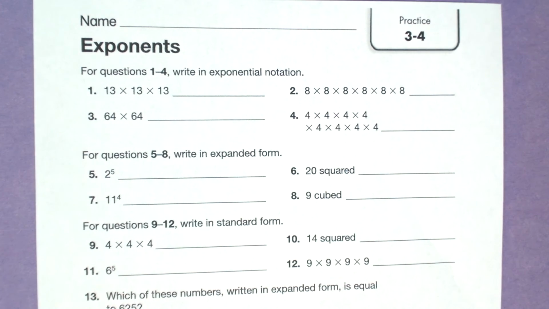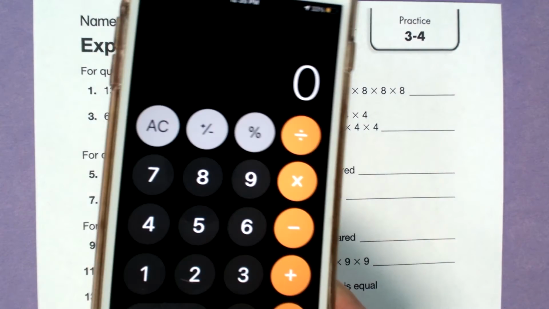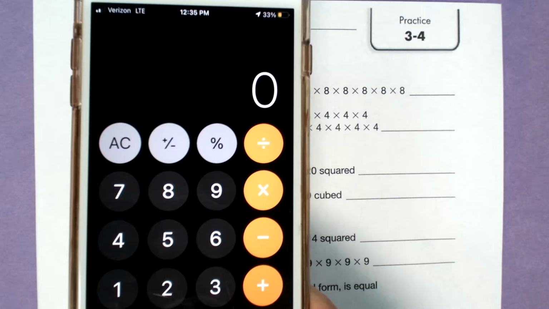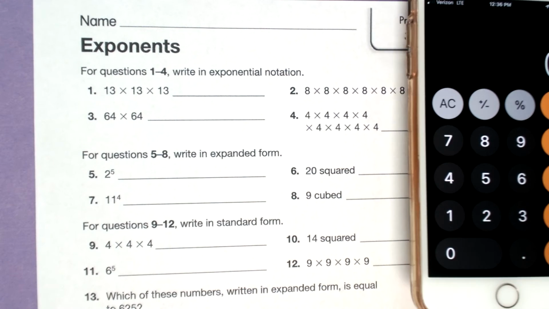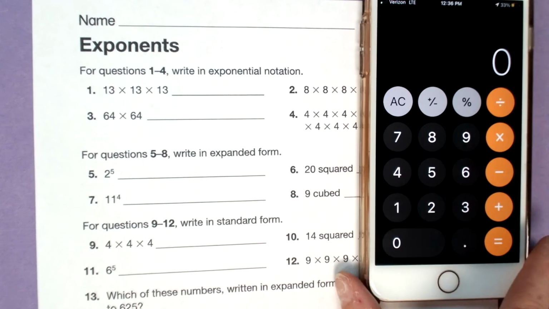So with the exponents today, it is okay to go ahead and grab your calculator. So go ahead and get that. I've got my phone that I'm going to use as my calculator today. I'm going to set this off to the side. That's going to help us a little bit.